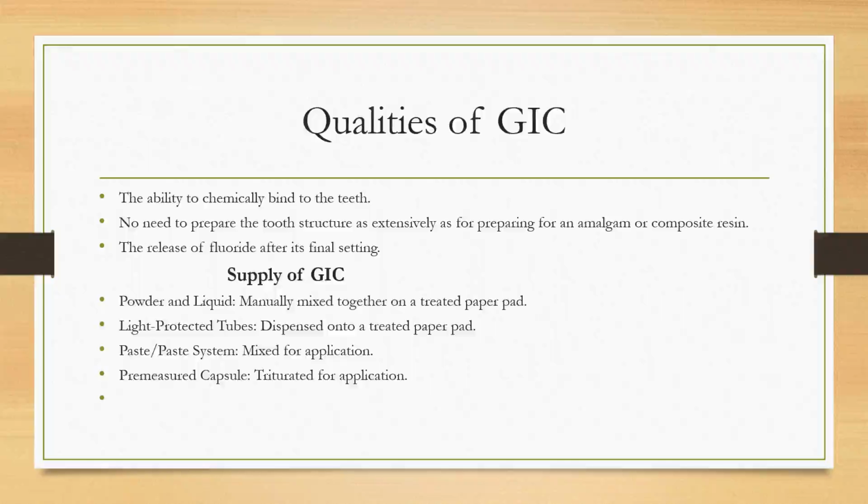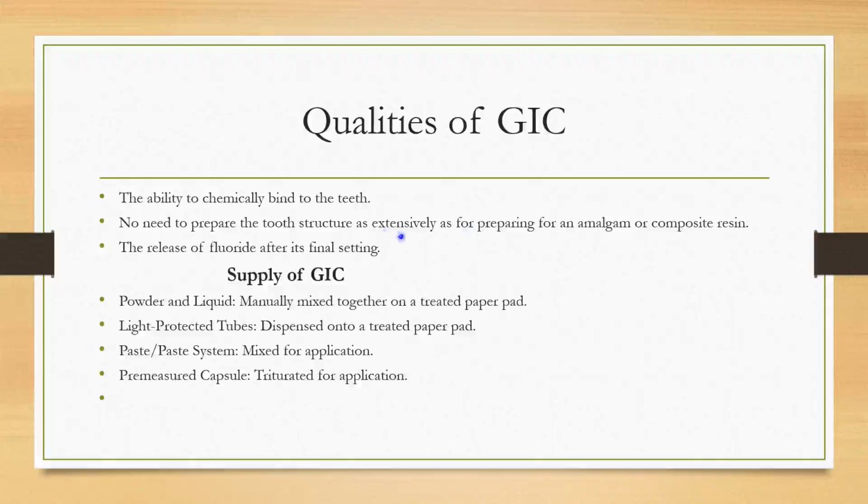So the qualities of GIC: it has the ability to bind chemically to the teeth, and there's no need to prepare the tooth structure as extensively as compared to amalgam and composite. For this one, it also depends on the extent of the caries. If they are not very deep, you don't really need to make a very deep prep or hole. You just have to remove the caries and then you place it.